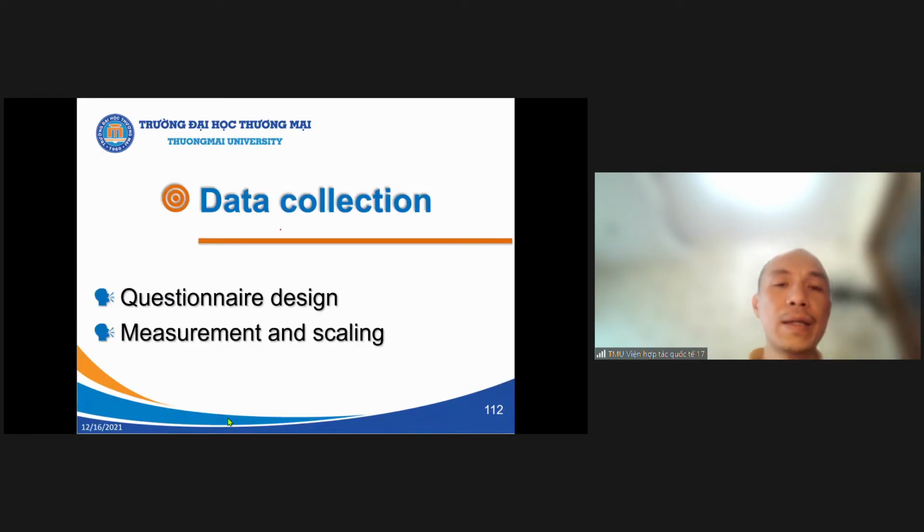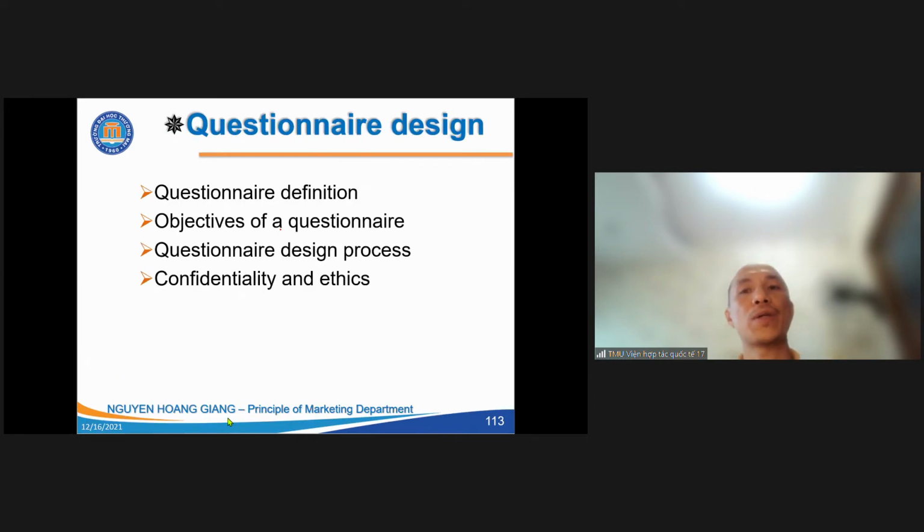And the other thing is about data collection. We have to think about the questionnaire design and the measurement and scaling. The first one is about questionnaire design, where we think about the questionnaire definitions and the objective of the questionnaires, the questionnaire design process, and the confidentiality and ethics of the questionnaires.